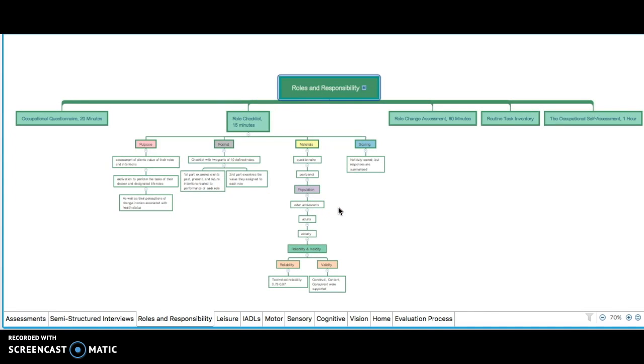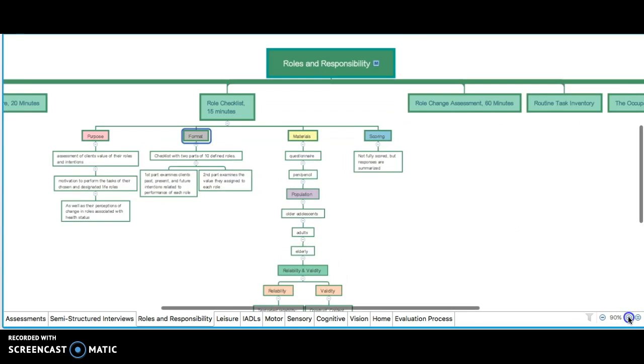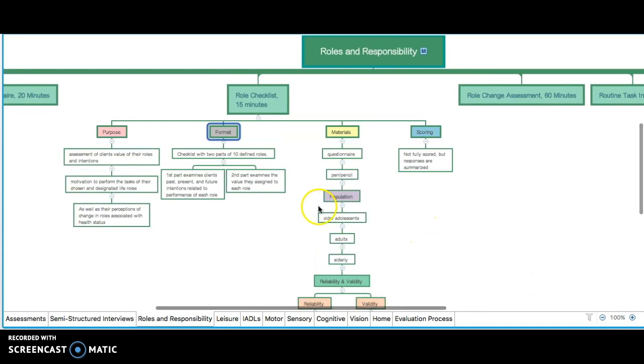Under the category of roles and responsibilities, we focused on the role checklist. We thought it was important to note the fact that the format has 2 specific parts that we must consider. Keeping this in mind, we created 2 subtopics to represent the 2 parts. We are now going to move on to the next category, leisure assessments.